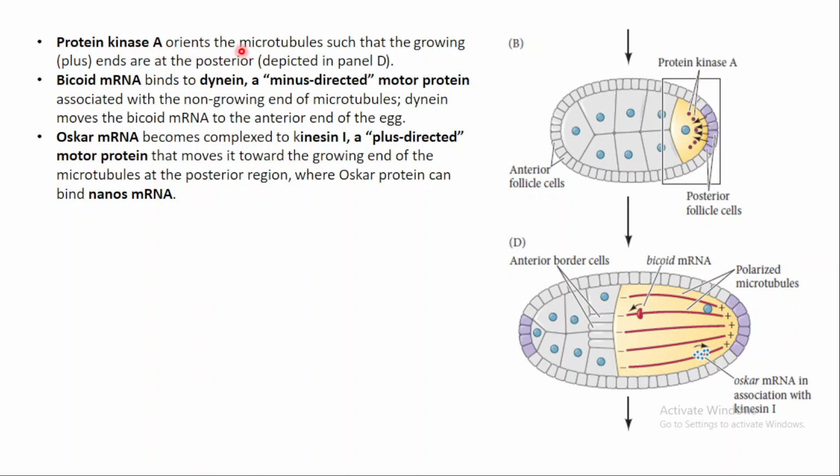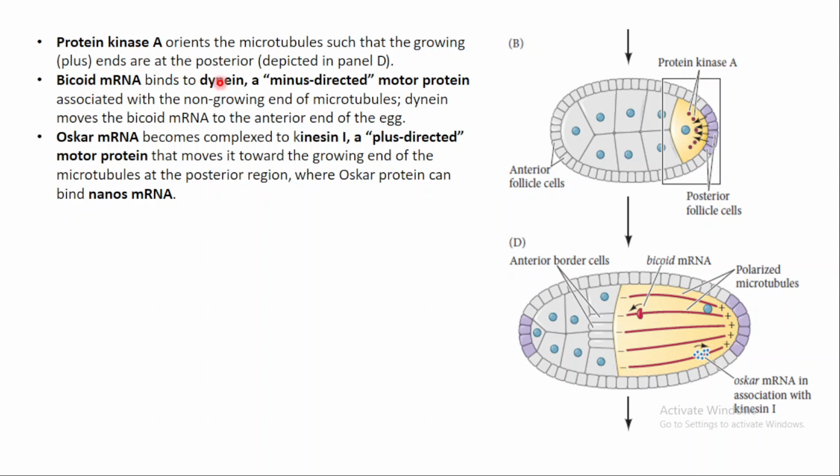Protein kinase A orients the microtubules such that the growing ends are at the posterior, depicted in panel D. So what protein kinase A will do, it will rearrange the microtubules in such a way that the plus ends of the microtubules will be towards the posterior end, and the minus ends of the microtubules will be toward the anterior end. Now there are two RNAs which come into play.